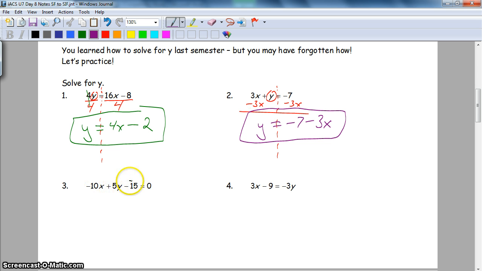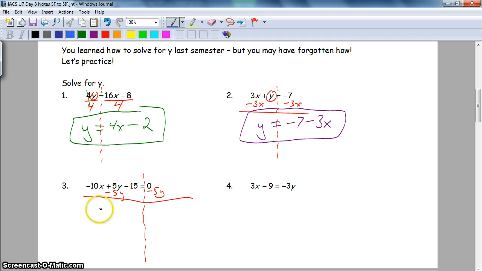Number 3, look at this thing. We got x, y, and the regular thing all on the same side. So rather than moving the 15 and the 10x away from y, which would work, I'm going to move the y first. Let's get this y to this side. How would I move this 5y to this side? Subtract 5y from both sides.